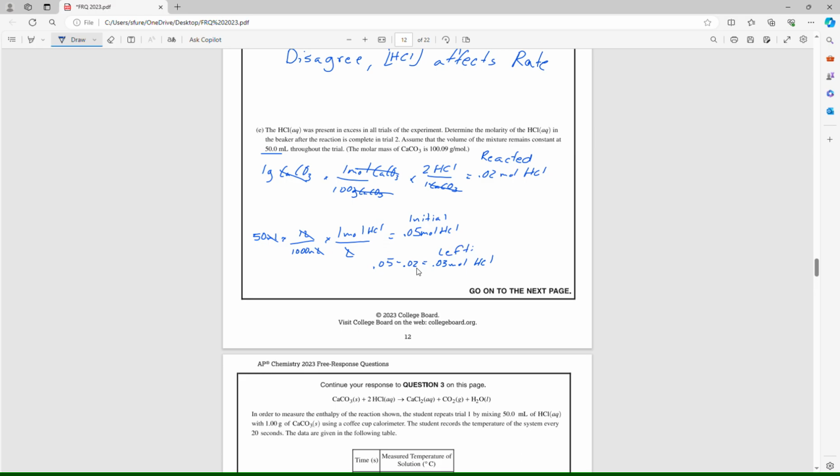But we wanted molarity. Determine the molarity. So this is moles, we need molarity. So we're going to divide by the volume, which is 0.05 liters. So 0.03 moles divided by 0.05 liters. That gives us 0.6 molar HCl.